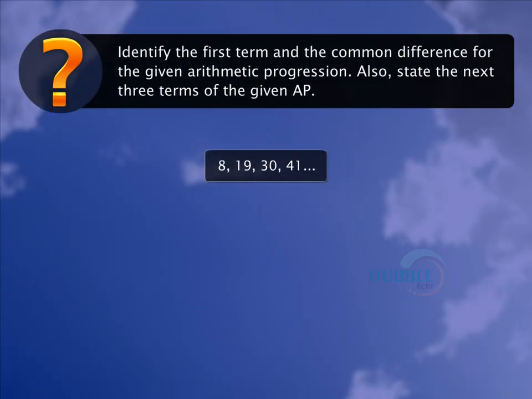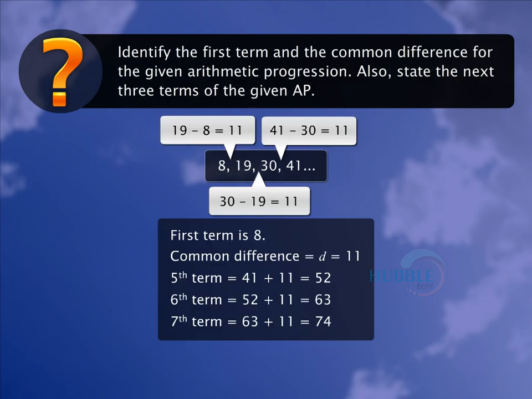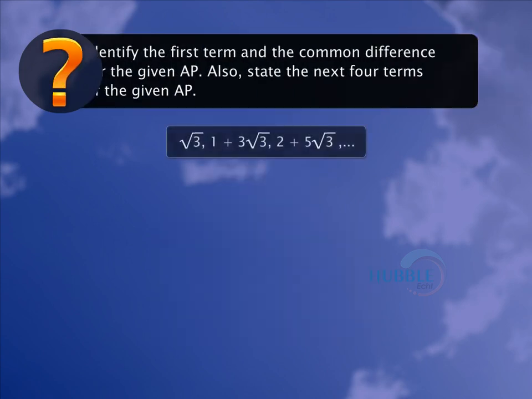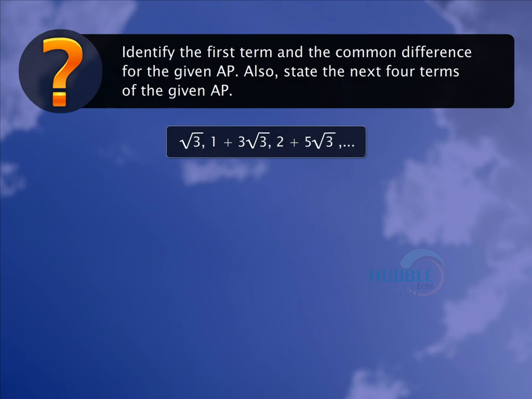Identify the first term and the common difference for the given arithmetic progression. Also, state the next three terms of the given AP. Identify the first term and the common difference for the given arithmetic progression. Also, state the next four terms of the given AP.